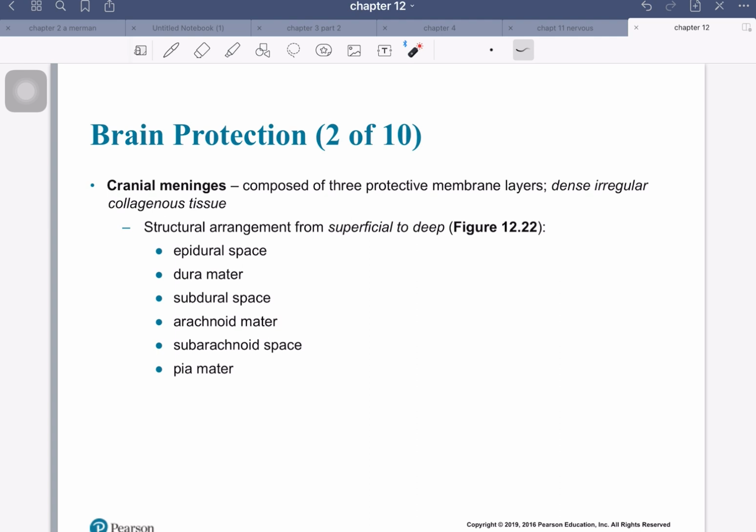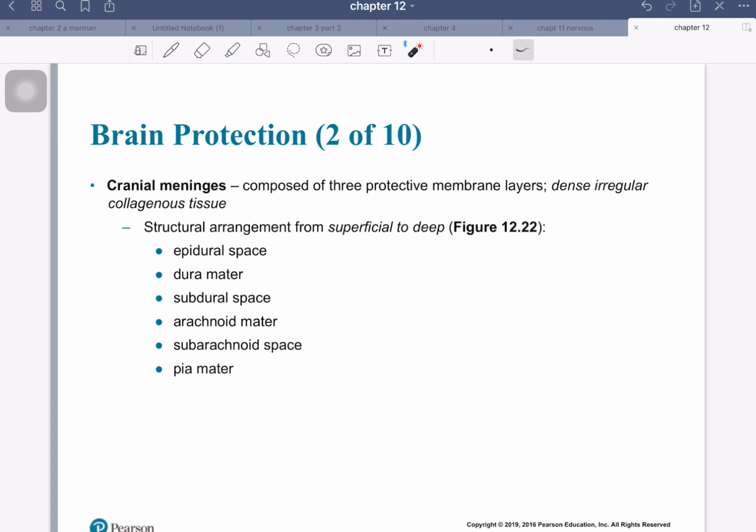So there are 3 main layers. There are 3 membrane layers, and we're looking at a dense, irregular collagen type tissue. Now, there are also some spaces involved. We have the epidural space, which is between the inside lining of the bones that make up the skull and the dura mater. The dura mater is one of these membranes.